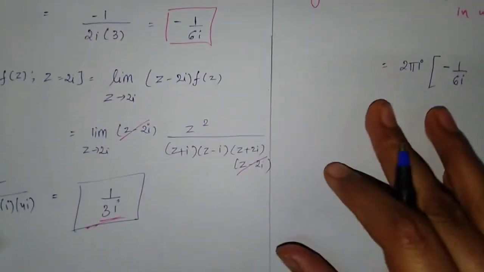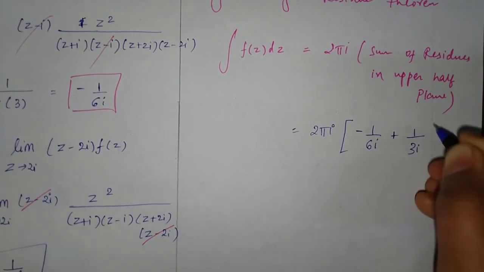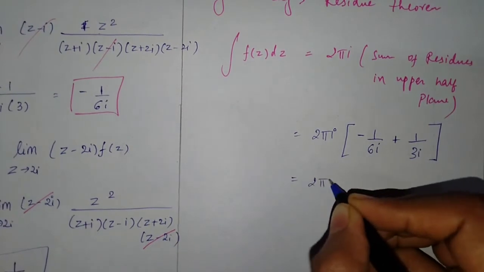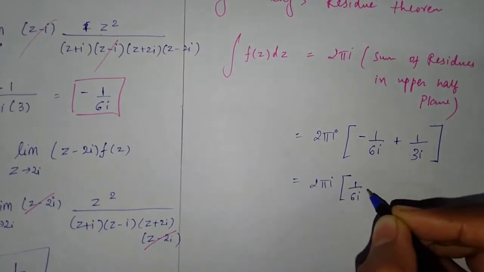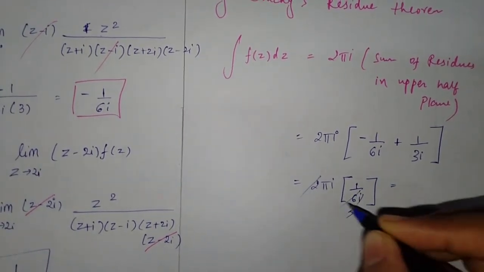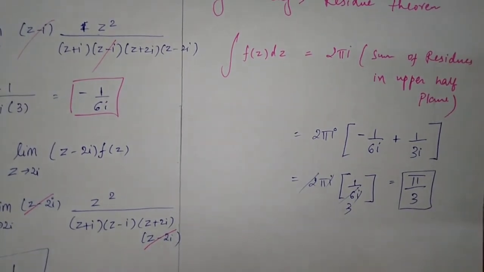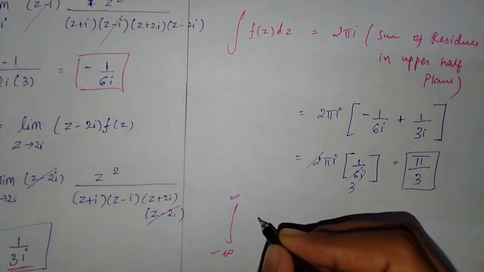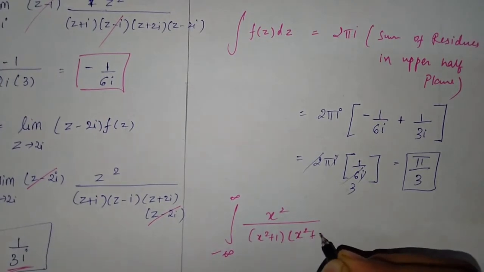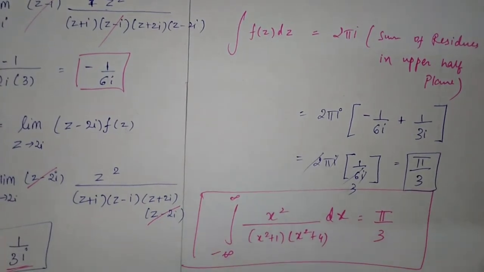The residue was 1 by 6i, and the second residue which we got was 1 by 3i. So it will be plus 1 by 3i, and if you solve this, you will get 1 by 6i. The 6 will get cancelled, the i will get cancelled, so finally you will get pi by 3. So the final answer of this integral from minus infinity to infinity of x square by (x square plus 1) into (x square plus 4) dx is pi by 3. So this is your final answer.